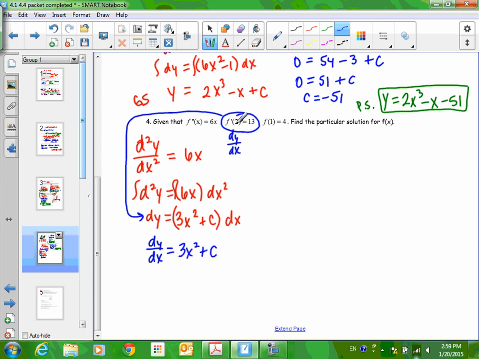And f prime of 2 equals 13. That means that the derivative is 13. So in place of dy over dx, I'm going to write 13. In place of x, I'm going to write 2, because that number in parentheses always means x. That's not changing.